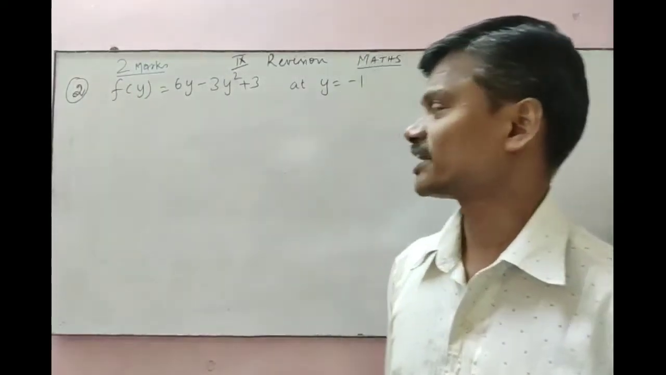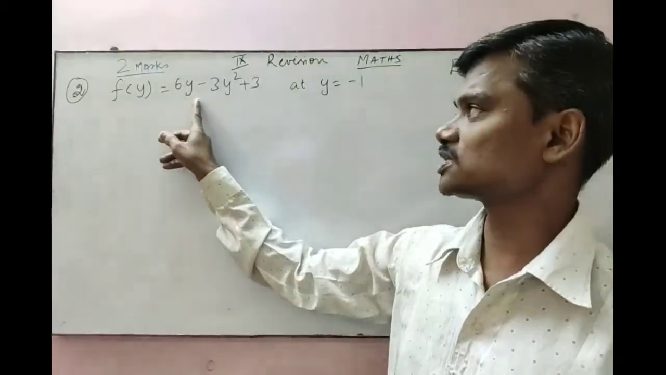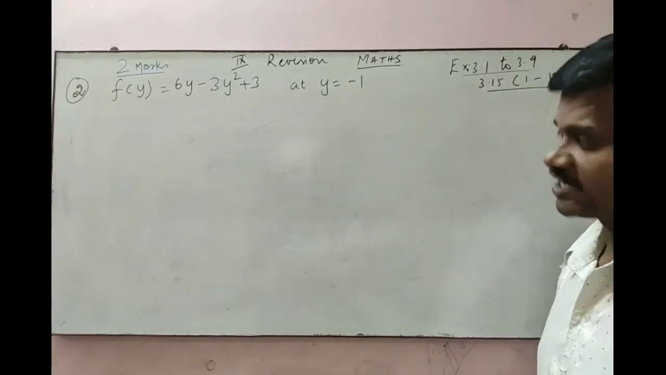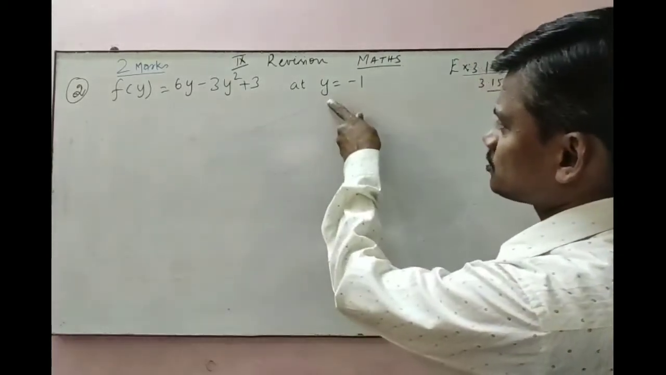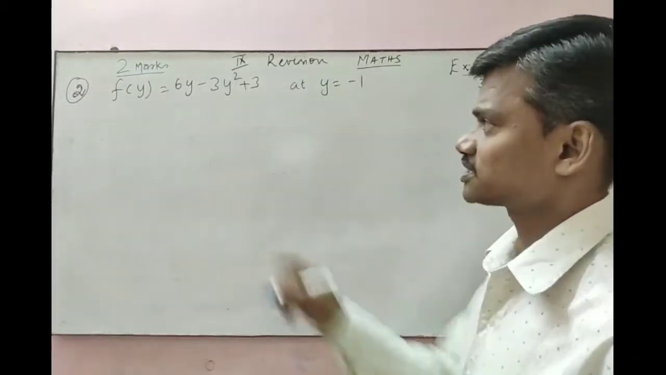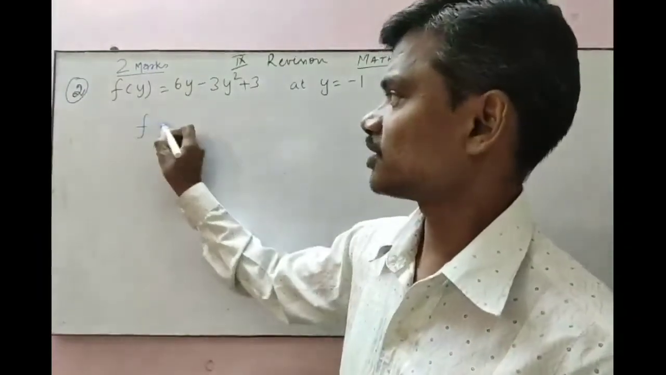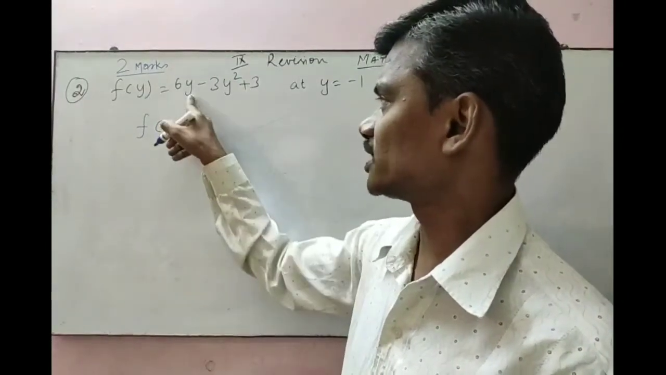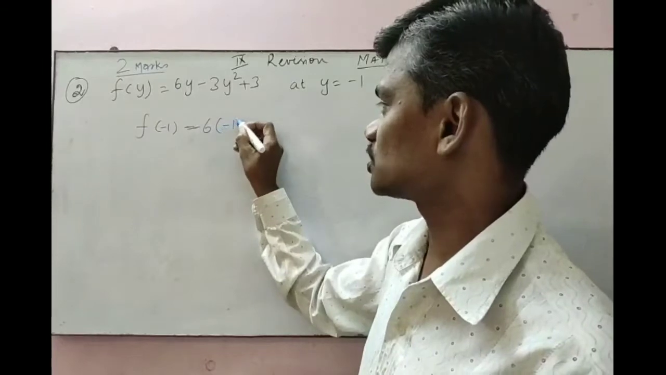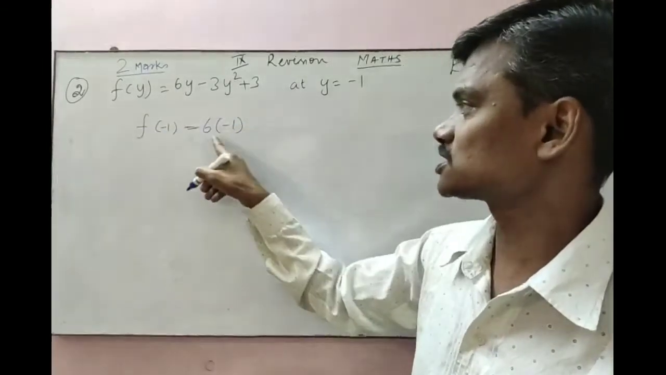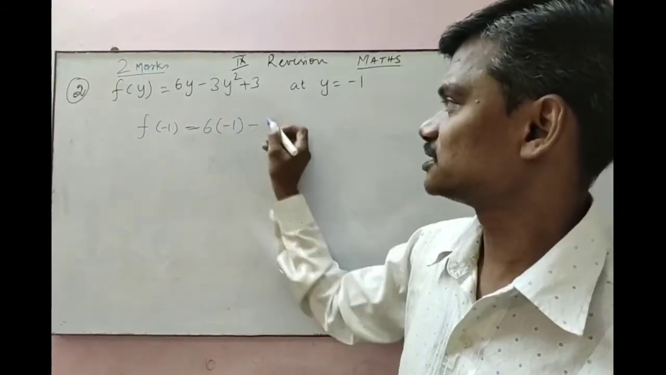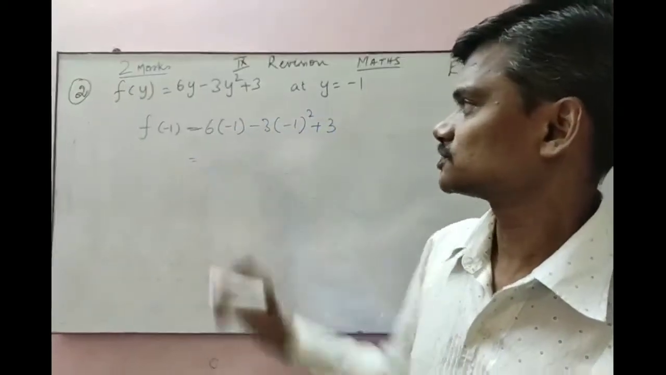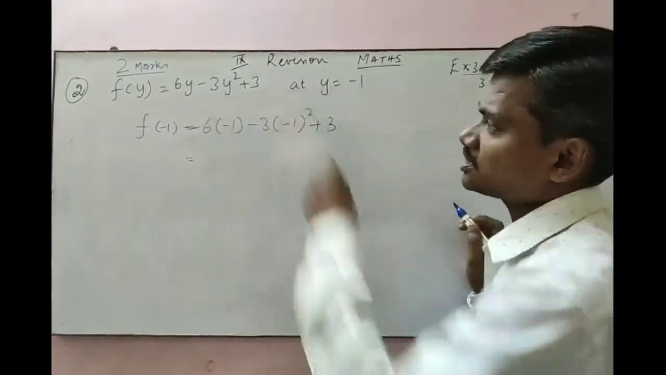Next, the second sum: find the value of f of y equal to 6y minus 3y square plus 3 at y equal to minus 1. To find the value of this polynomial, we have to substitute y equal to minus 1 in the given polynomial. So f of minus 1 equals 6 into y, and the value of y should be minus 1, so substitute minus 1: 6 into minus 1 minus 3 into minus 1 square plus 3.